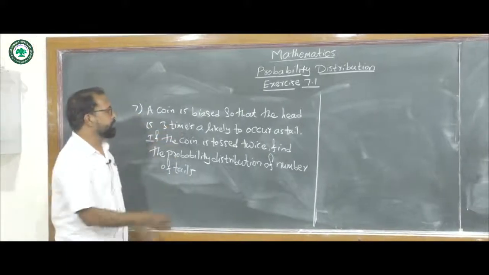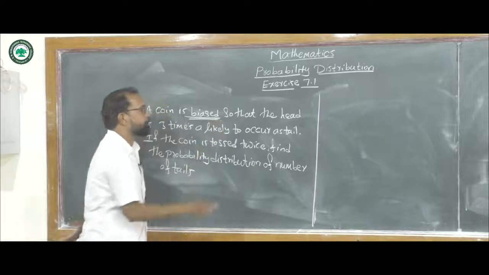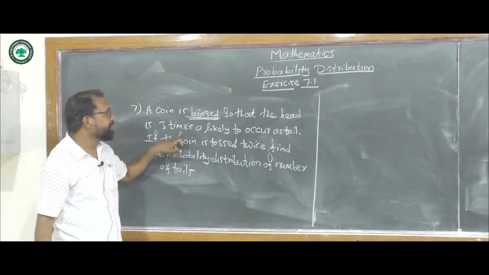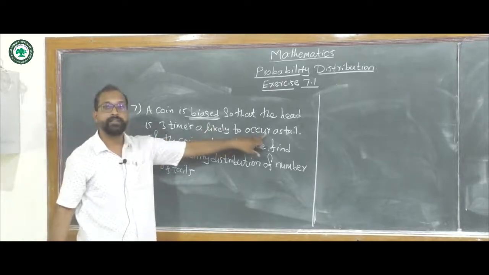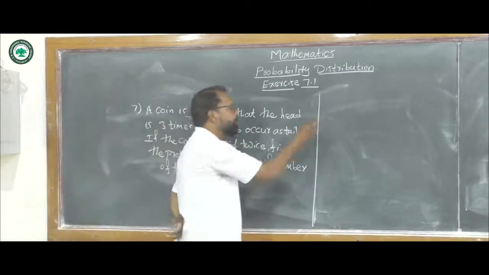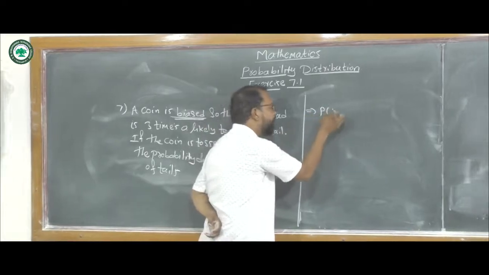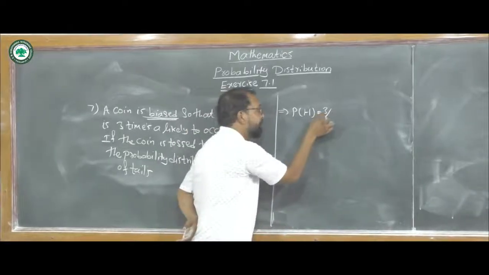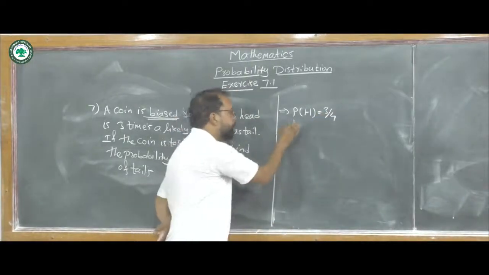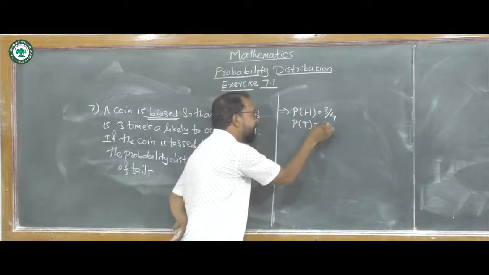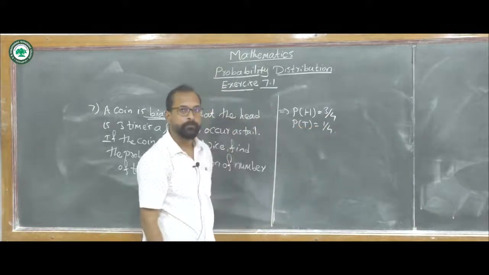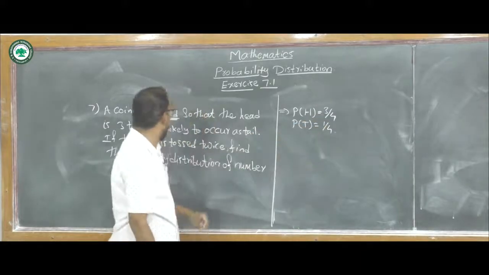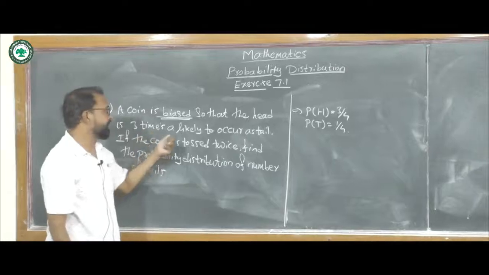A coin is biased. Here the biased coin is given so that the head is 3 times as likely to occur as a tail. That is, the probability of head is 3 by 4 and the probability of tail is 1 by 4.